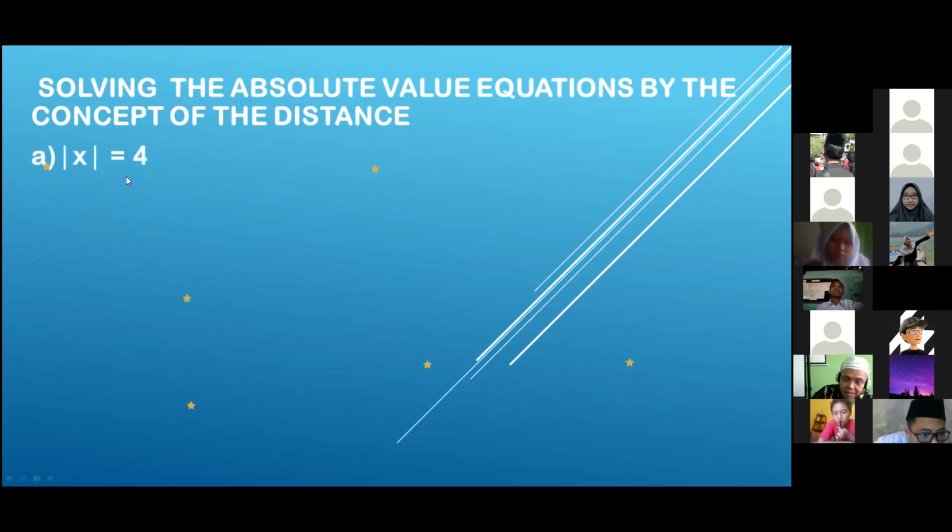This is a simple absolute value equation. Can you give the interpretation of the absolute value of x equals 4? The absolute value of x equals 4. Can you give the interpretation of this by using the concept of distance? Yes?